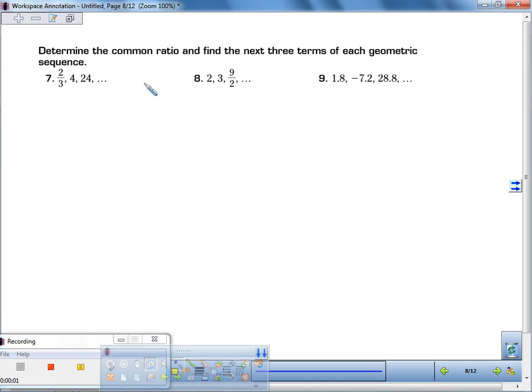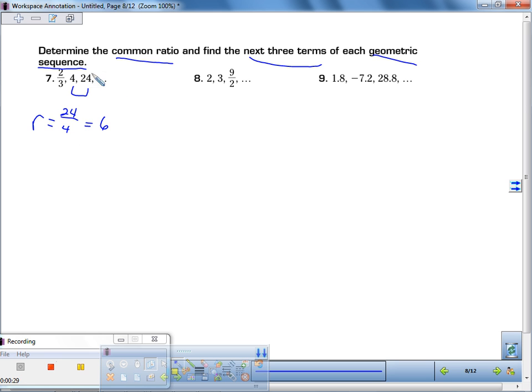Alright, here we're told to find the common ratio and then the next three terms in the geometric sequence. So we don't have to decide if it's a geometric series. We know it is. I mean sequence. To do that, we can take any two terms in sequence and divide them, and we'll come up with the common ratio. So the common ratio here, I'm going to take the 24 and the 4, and we end up with 6. So that's our common ratio.